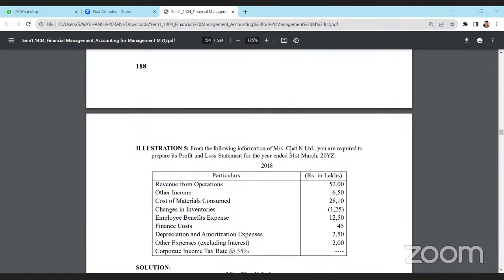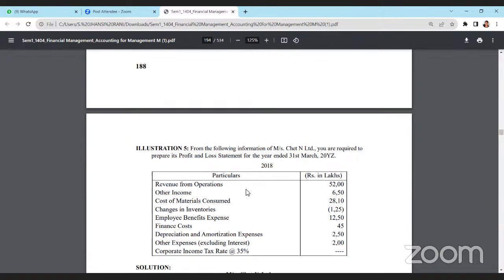From the following information, Chetan Limited, you are required to prepare its profit and loss statement for the year ended 31st March. Here the year is not given, so 2015 or whatever year we will take. Okay, down here it is given 2018. And particulars, rupees they have given: revenue from operations, other income, cost of material consumed, changes in inventories, employee benefits expense, finance cost, depreciation and amortization expenses, other expenses excluding interest, and corporate income tax rate at 35%.